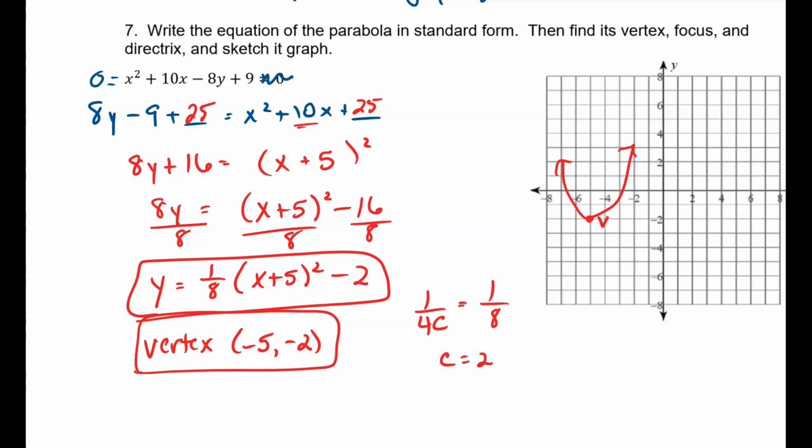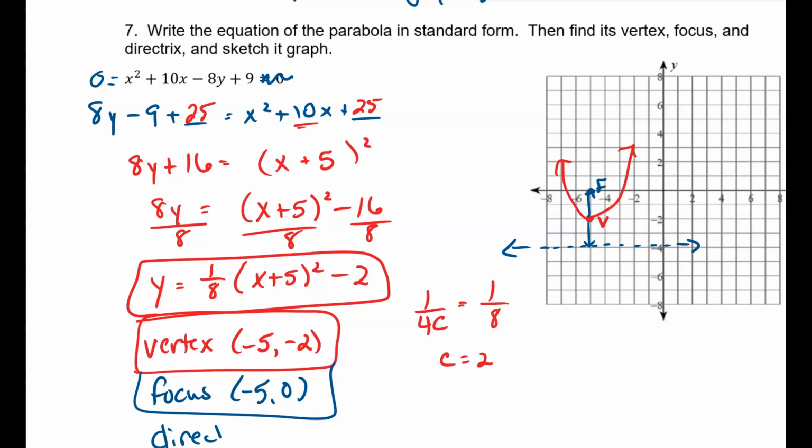So you have to move up 2 to get the focus. So what is going to be our ordered pair for that focus, my friends? And that's going to be at -5, 0. All right. But then we have to go the opposite direction with C to get the directrix. And the directrix is going to be a line. And this time it is a horizontal line. So our directrix is y equals -4. Okay, so y equals -4. And notice a directrix is a line. So it has to be a y equals or an x equals. It just matters on it.